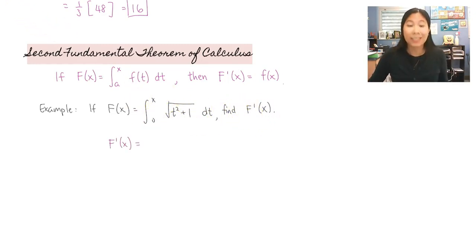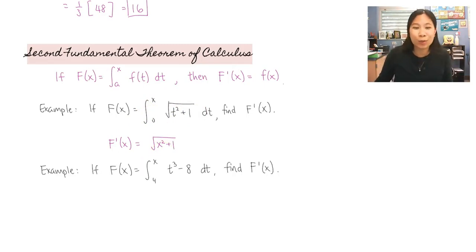What the second fundamental theorem of calculus says is take the original function, the square root of t squared plus 1, and then just plug in x for it. So the derivative is just the square root of x squared plus 1. So the original function, plug in an x instead of using the t. That's it. Anytime you have an x as one of the endpoints, that's what you're doing to find that derivative.